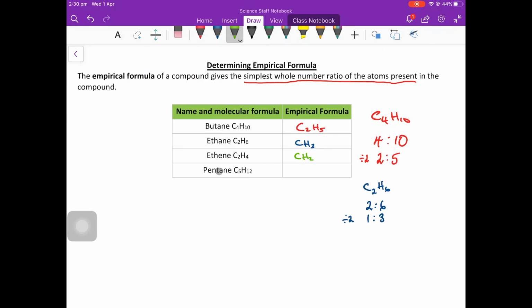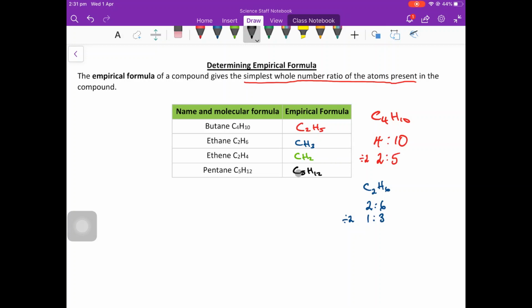Let's have a look at pentane. So the molecular formula for pentane is C5H12. So can this ratio of 5 carbons to 12 hydrogens be made any more simple, as long as we're keeping the whole numbers? No, it actually can't. There's no number that I can divide 5 by and 12 by that's going to give me an answer in whole numbers. So the empirical formula for pentane is going to be equal to its molecular formula.